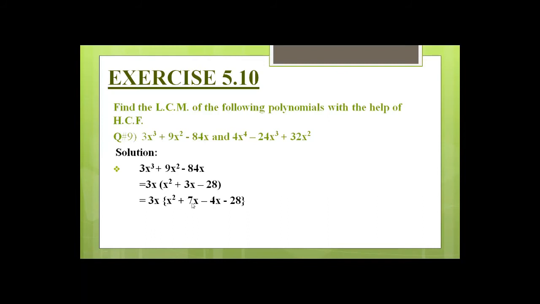Now take common from these two, then common from these two. From the first two, take x as common and write the remaining element, x plus 7. From the last two, take minus 4 as common, and the leftover element is x plus 7. The last step of factorization of polynomial 1: x plus 7 is common, so write 3x first, then x plus 7, then x minus 4.